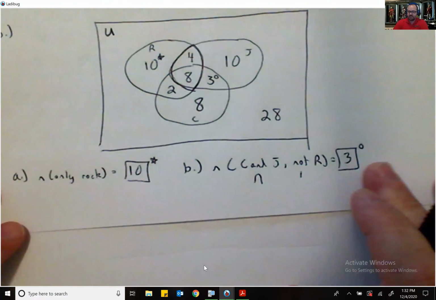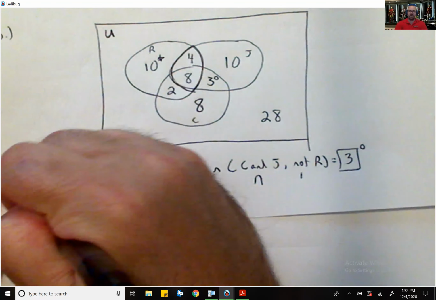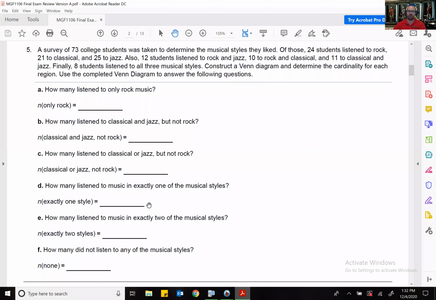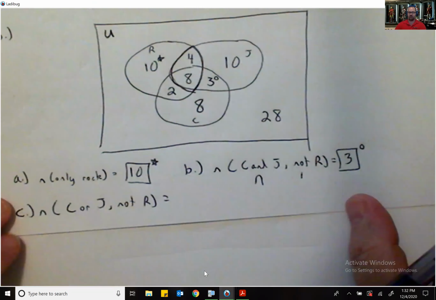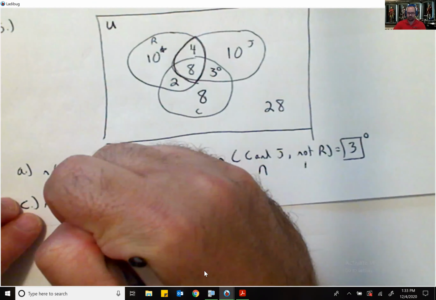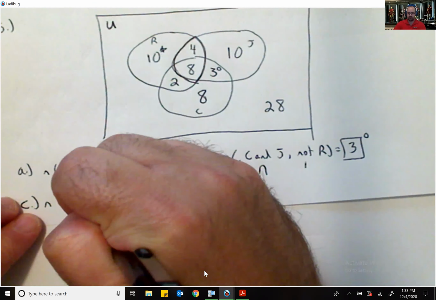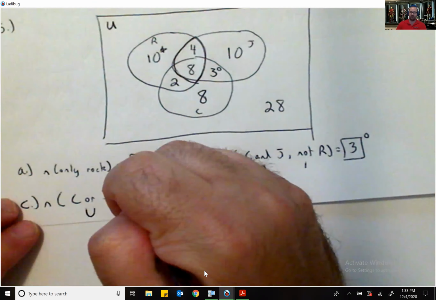All right. C is going to be similar to this. But this time it says it is classical or jazz, but not rock. So what does the or mean in this situation? It could be one genre by itself, or it could be both. So this is the union. We want the union of these 2 circles, and then we're going to kick out anybody that's rock.